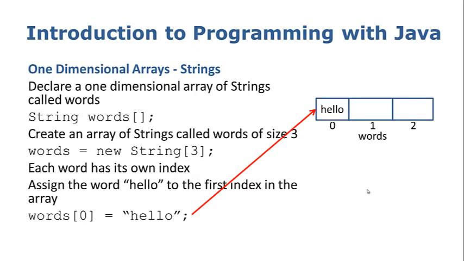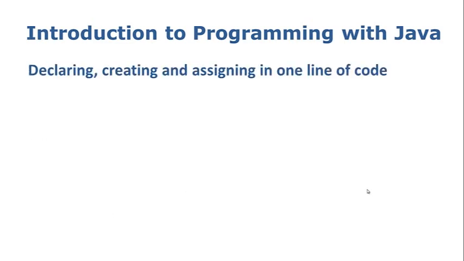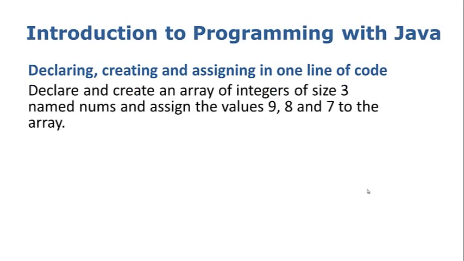So that's how we declare, create and assign values to arrays, whether it's an array of integers, an array of strings, or an array of doubles. The only thing that changes is the data type. What is possible though is for us to declare, create and initialize an array all in one go, if we know from the outset what all the values are that are going to be stored in the array. So let's take a look at declaring, creating and assigning all in one line of code.